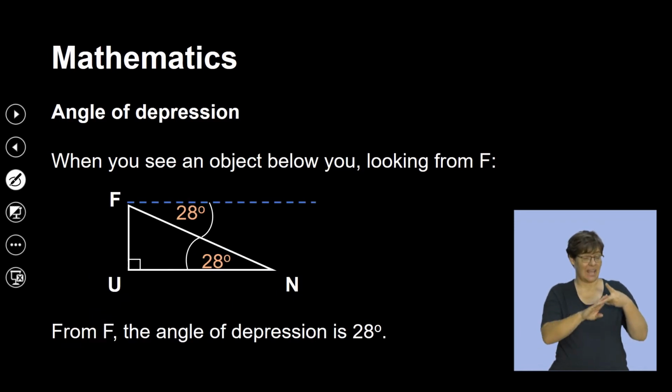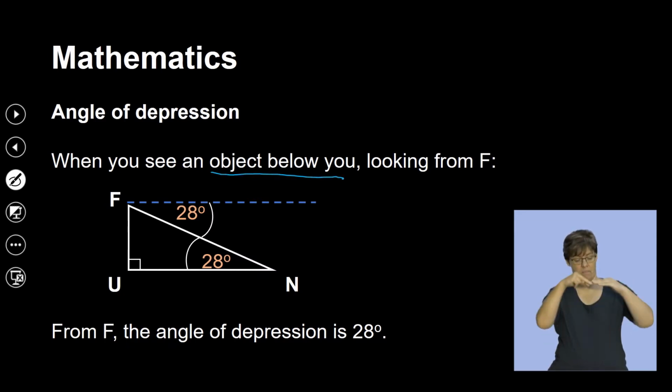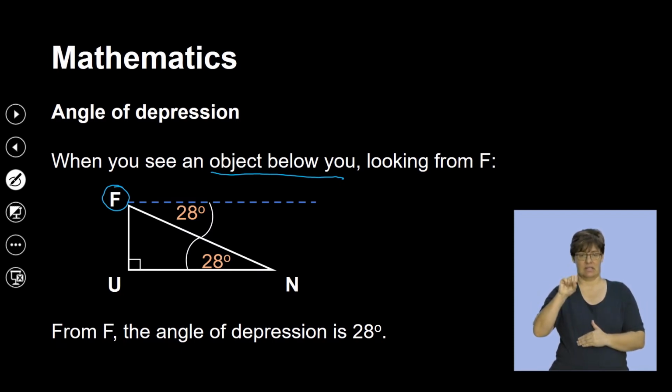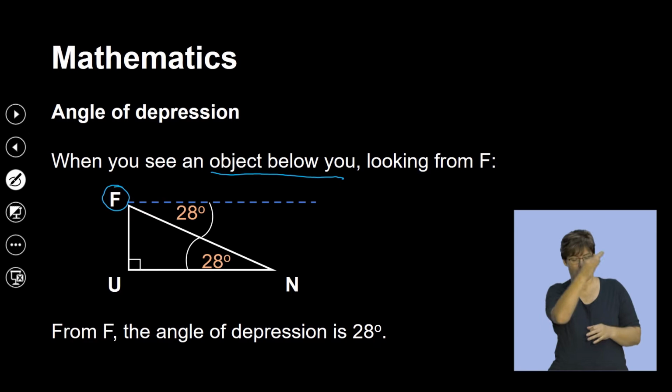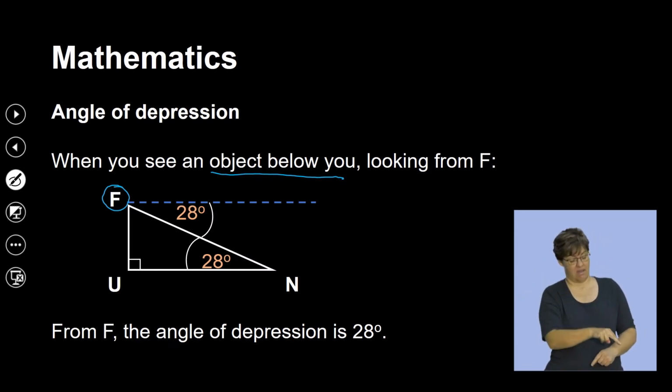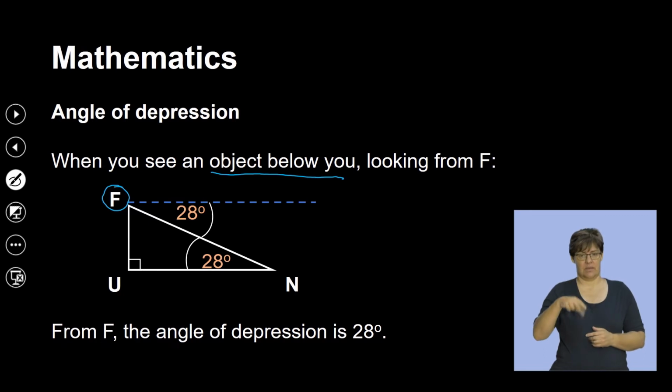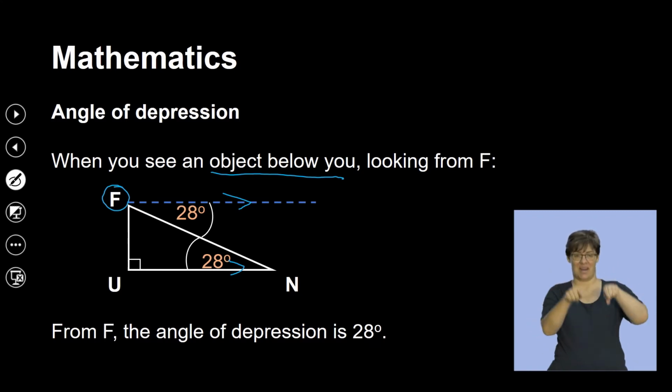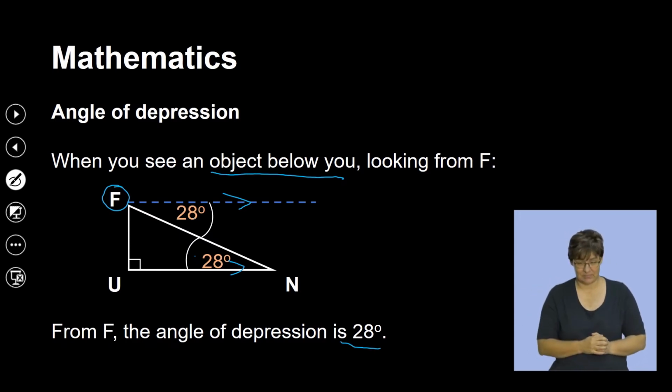The second angle will be the angle of depression, which is when you see an object now below you, looking from F. So remember the example I made was when we're talking about a swimming pool and you're looking at maybe a coin inside there, or you're seeing something in the pool and you want to jump in to go and fetch it. The angle that you are seeing it at, we call it the angle of depression. Now remember that these sides are parallel to one another, making the two angles alternate. Hence, the angle of depression will also be 28 degrees.